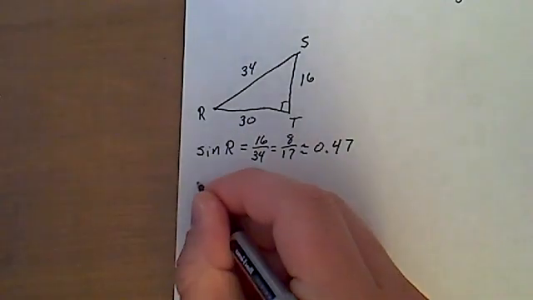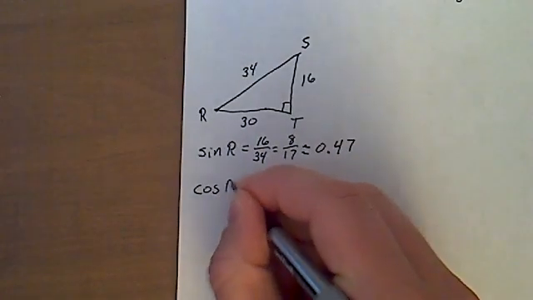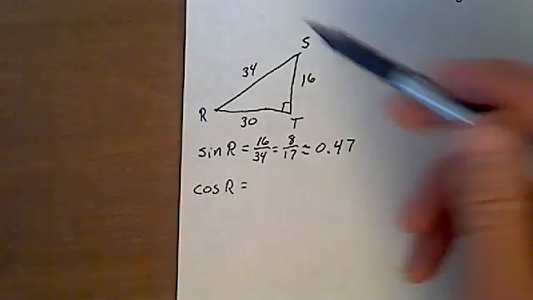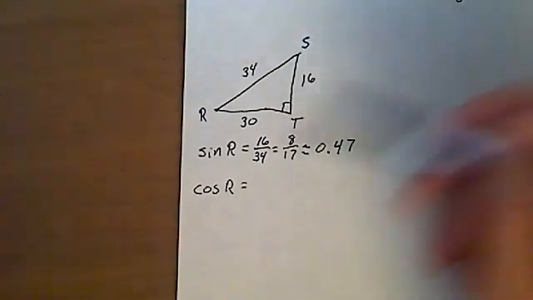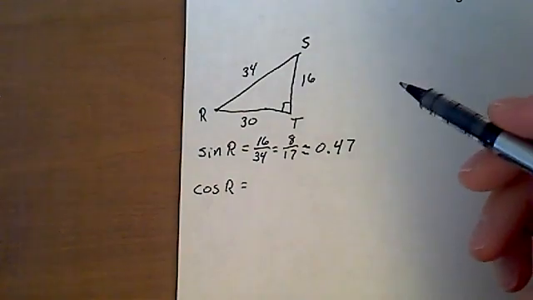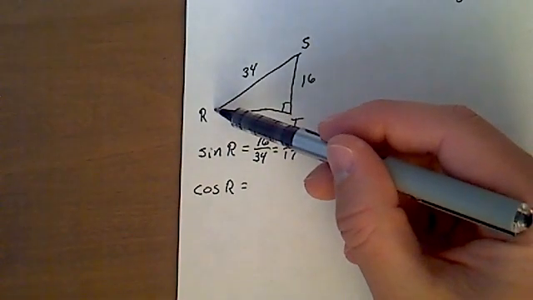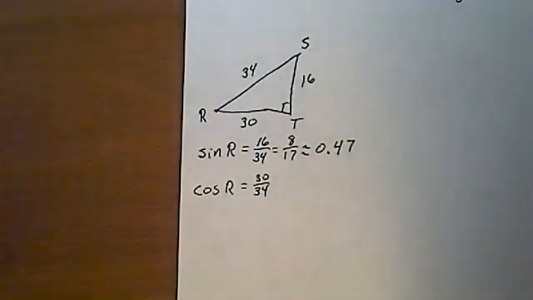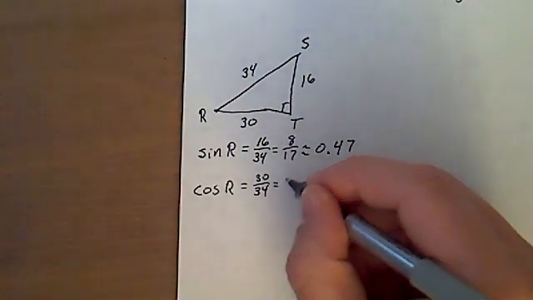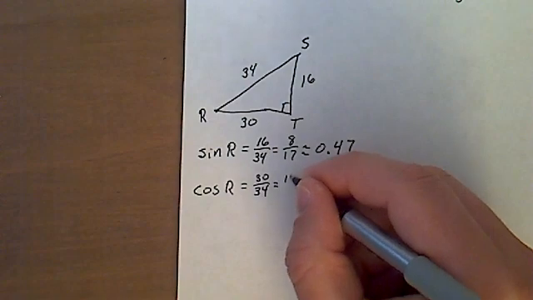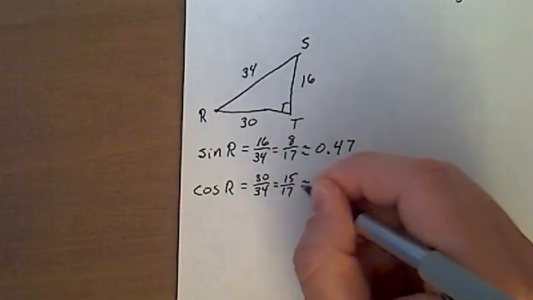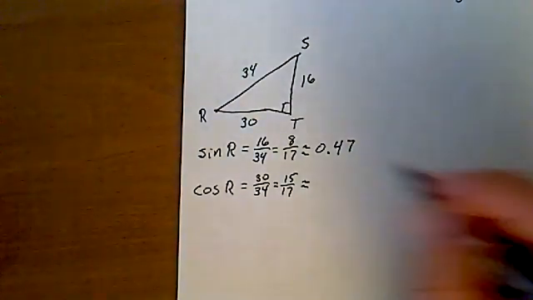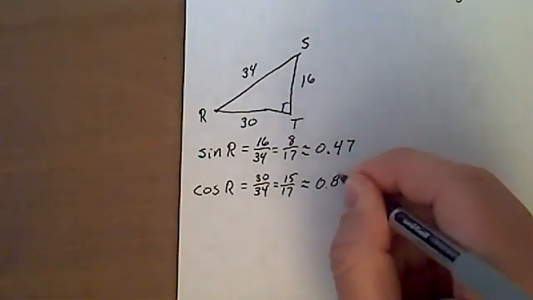How about the cosine of R? So the cosine of R, co goes with the ka, C-A-H. Cosine of an angle is the adjacent over the hypotenuse. The adjacent to R is 30 over the hypotenuse 34. They also have a common factor of 2. So we get 15/17, which is about 0.88.